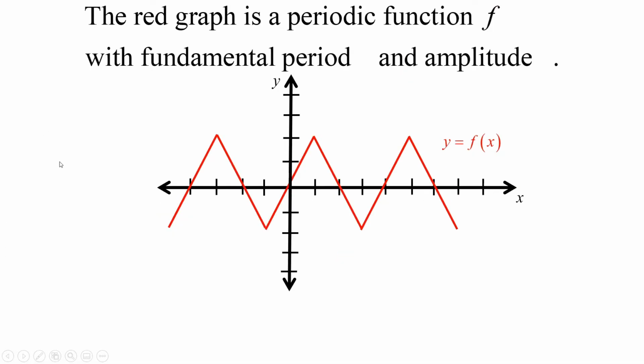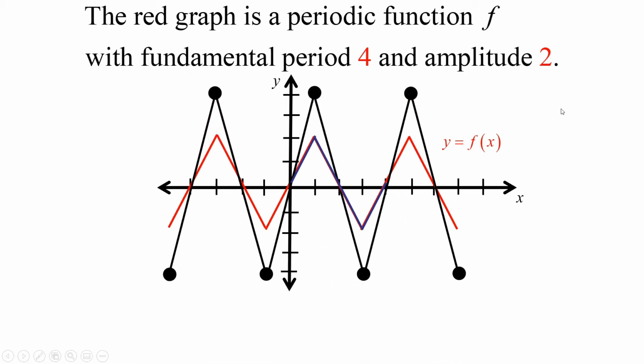Wow, this is good stuff. So, let's see. The red graph is a periodic function f with a fundamental period of, and this is our same piecewise linear function, and that period hasn't changed. It is still 4 units for that pattern to repeat. And the amplitude is half of the range, and the range of this goes from -2 to 2. That's 4 units. Half of that would be 2 units. And we have a formula for that amplitude. Amplitude is always max minus min divided by 2. Or in this case, 2 minus -2 is 4, divided by 2, is 2.